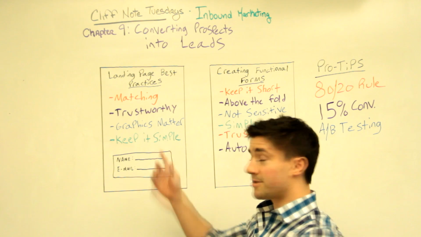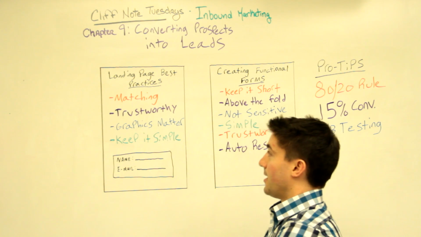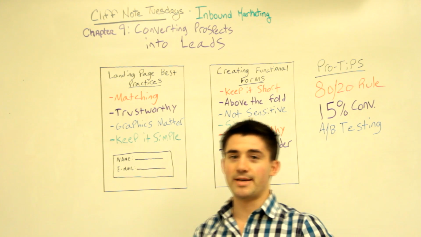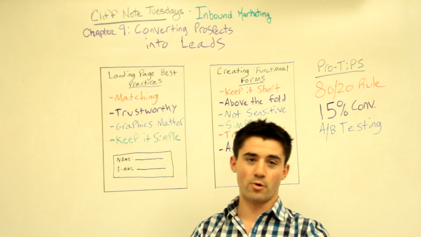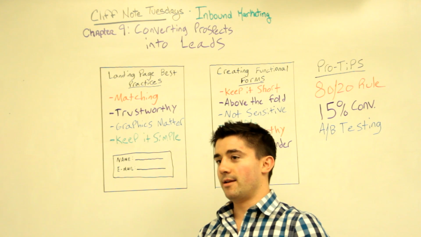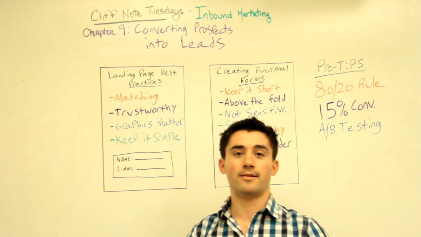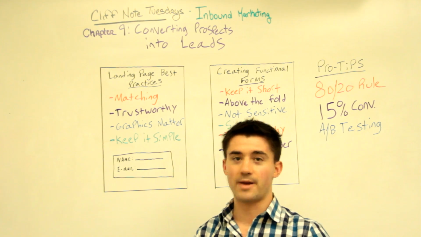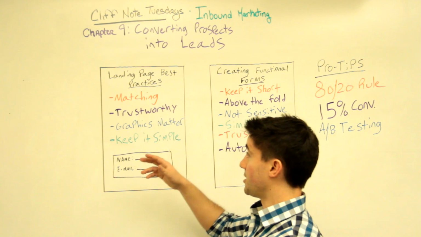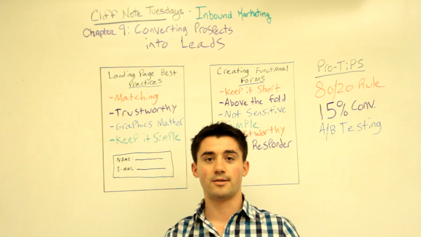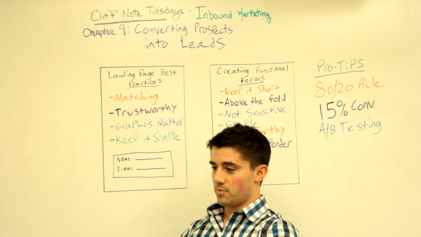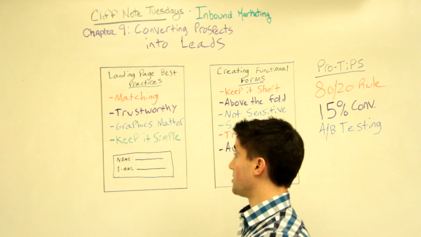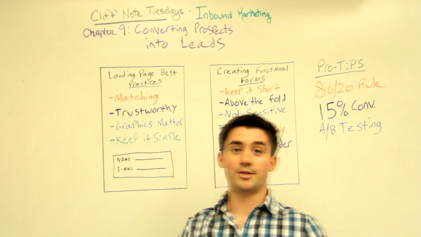So let's start with landing page best practices. We have 4 rules on here. Number one is matching. Matching essentially means if you type in a keyword, rollerblades, let's say, and you click an ad, you want to see a page about rollerblades. You don't want to see a page about skateboards or razor scooters. You want to match essentially your intent with your landing page. And if you click on something and you don't like what you see, you'll leave the page, and you'll lose a prospective customer. Trustworthy is another landing page best practice.